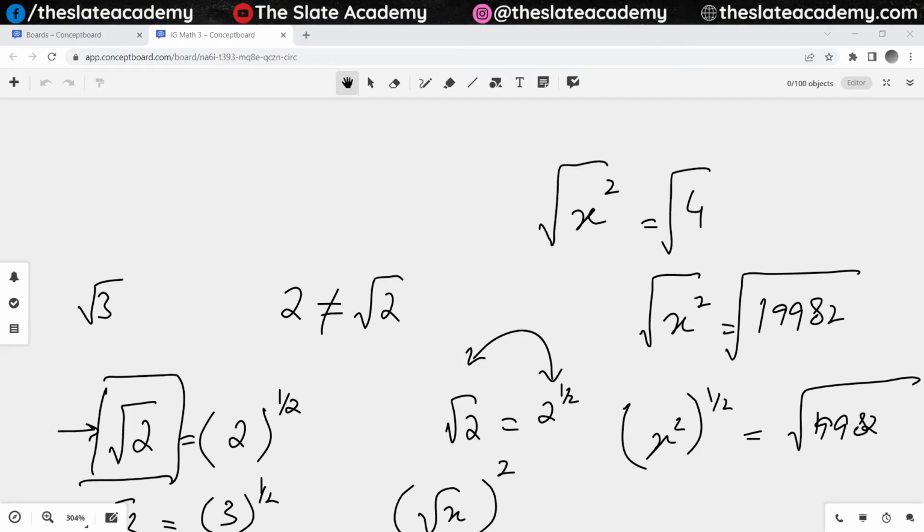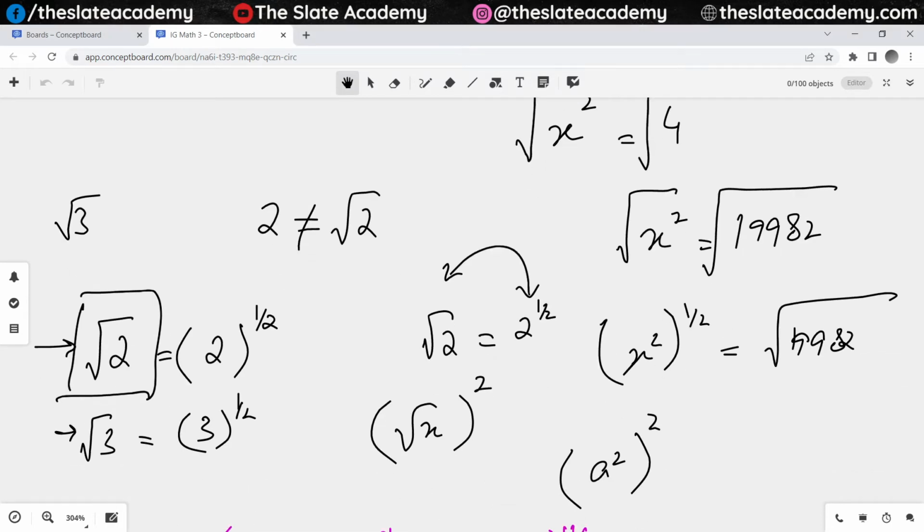Now if I solve it out, power on top of power, they multiply. Did you know this? So if I have a squared and then I take square of that, it is equal to a to the power 4. So when there is power on top of power, the powers multiply.